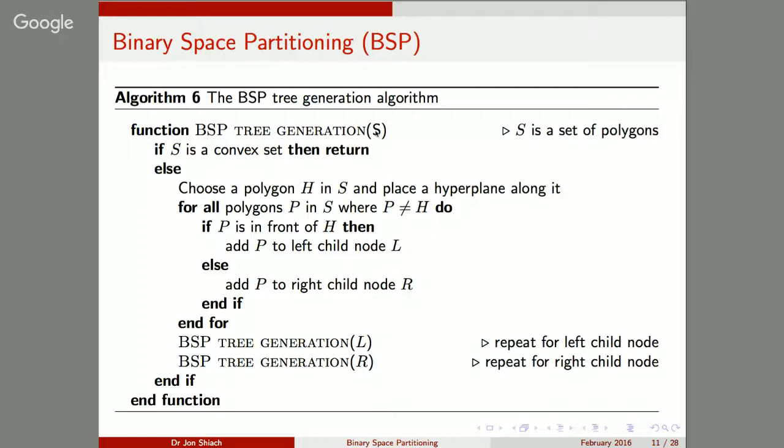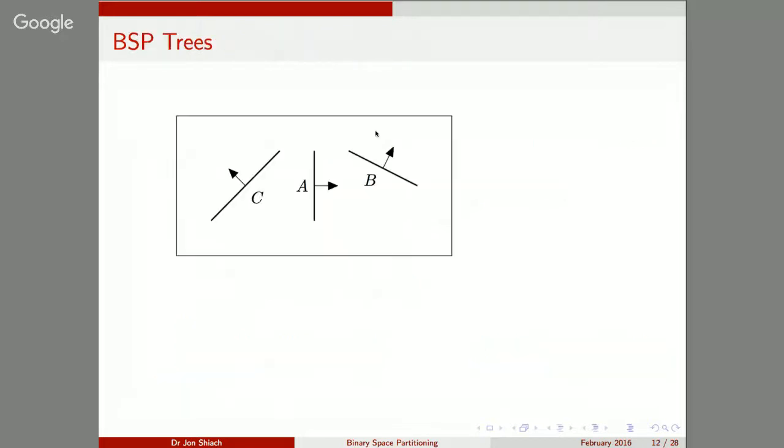Okay. Now, in presenting an algorithm in this way, it's quite hard to actually understand. So it's much better to have a look at examples. Okay, so here I've got a very simple space. It's a space with just three polygons in it, A, B, and C. And you can see I've got their normal vectors showing which side they're facing.